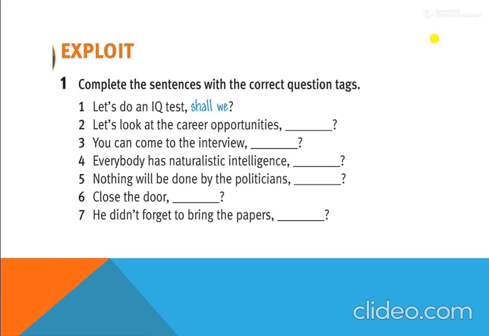So let us go to the exercises. Complete the sentences with the correct question tags. The first one is done for you. Let's do an IQ test. Shall we? We've used shall we because we have let's.